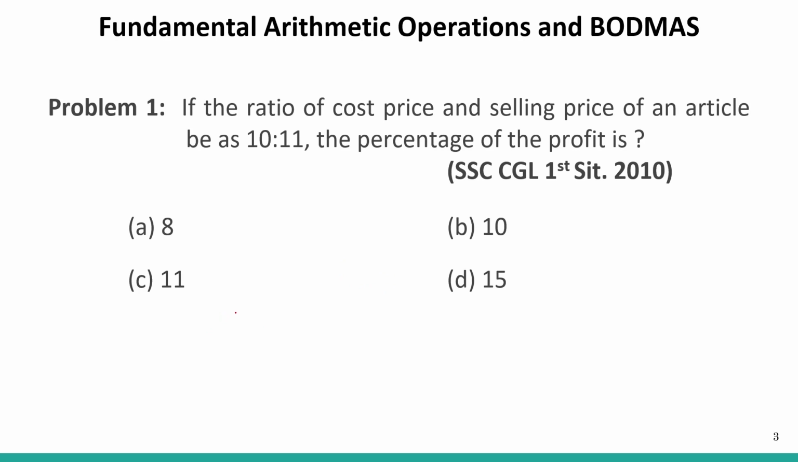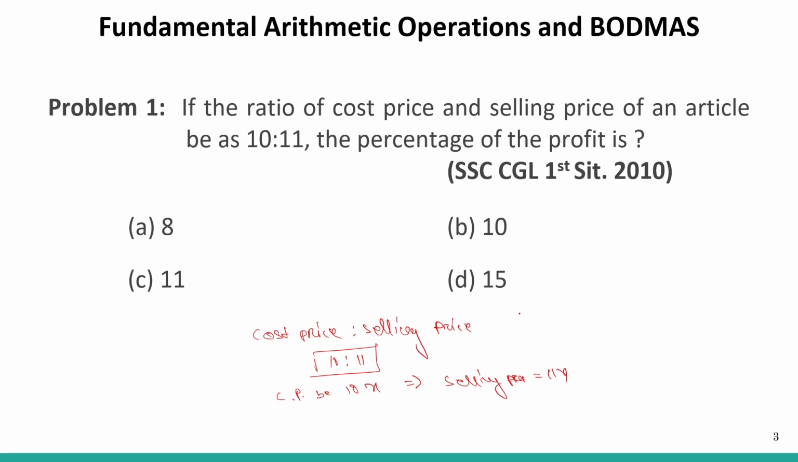It asks us the ratio of cost price and selling price of an article to be 10:11. So the ratio of cost price is to selling price is 10:11. Let's say the cost price is 10x. This implies the selling price will be 11x.